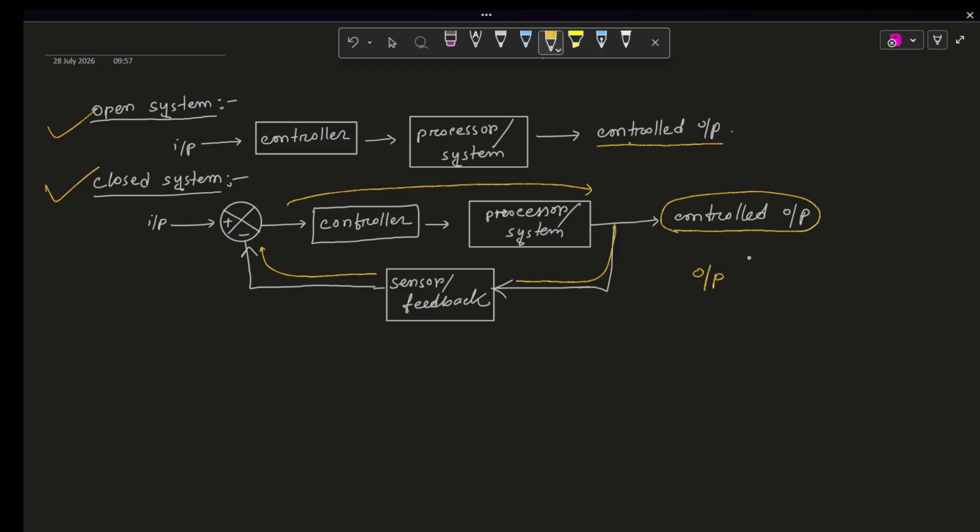This is an output dependent system, but this one is not. I hope you understand.